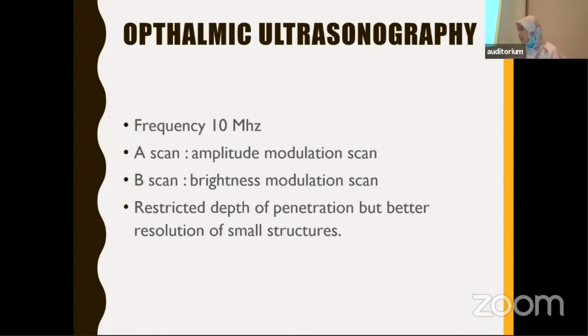This frequency allows restricted depth of penetration of the sound into the body and excellent resolution of small structures of the eyes. The velocity of sound is determined completely by the density of the medium through which it passes, traveling faster through solid than through liquid, an important principle to understand because the eyes are composed of both. In the A-scan, the view on the screen is presented in amplitude modulation, and in the B-scan, the view is presented in brightness modulation on the screen.